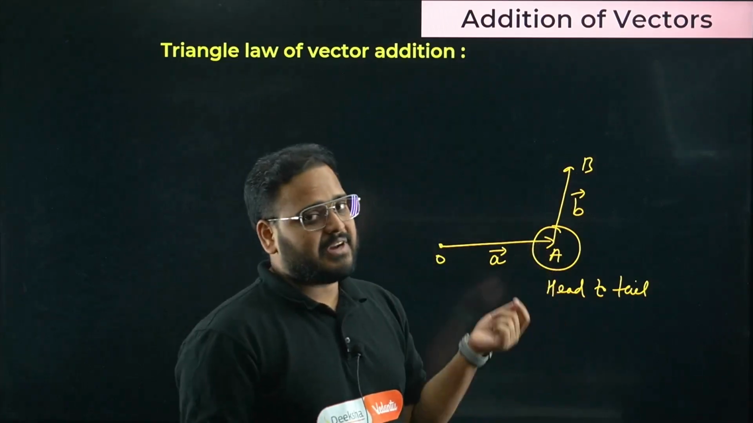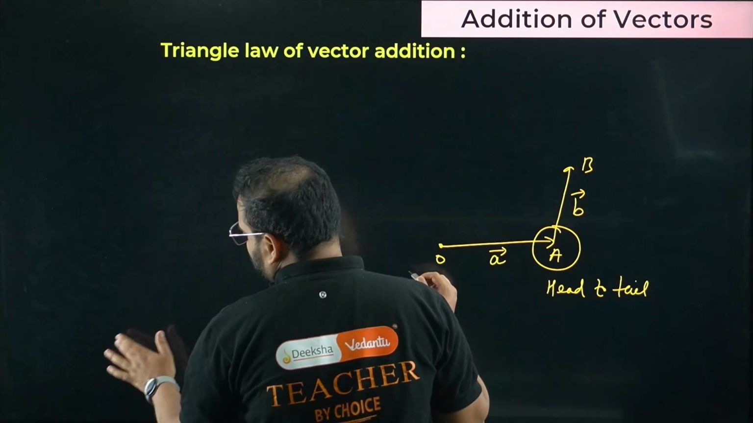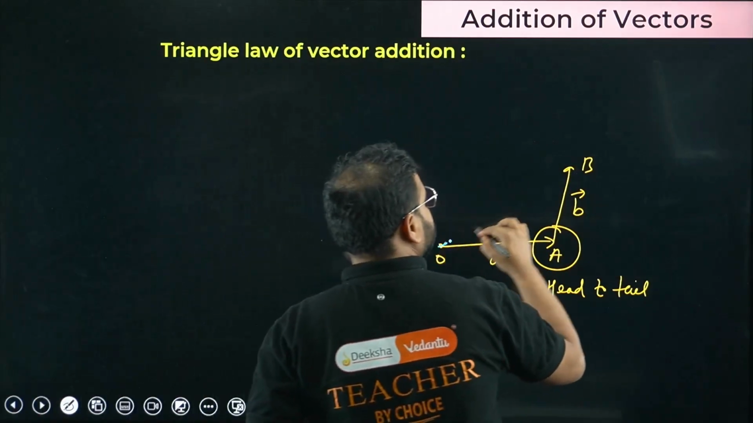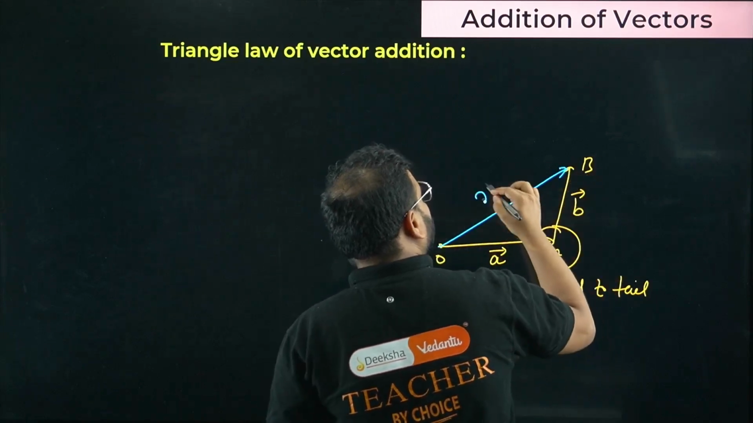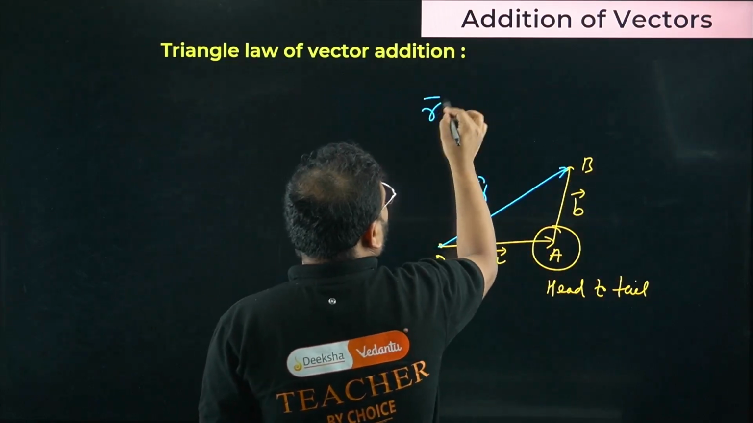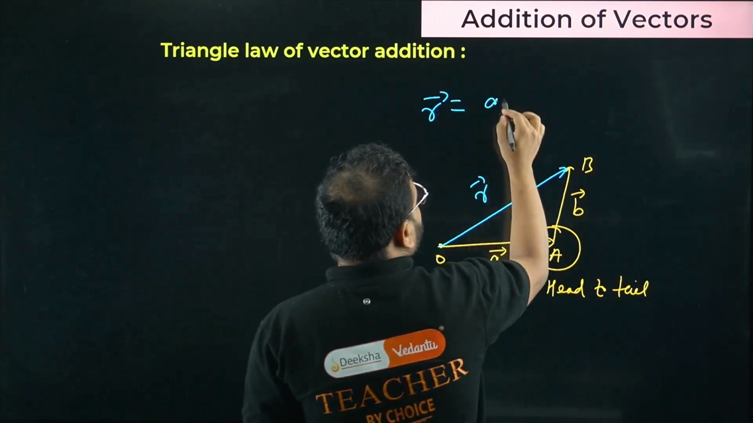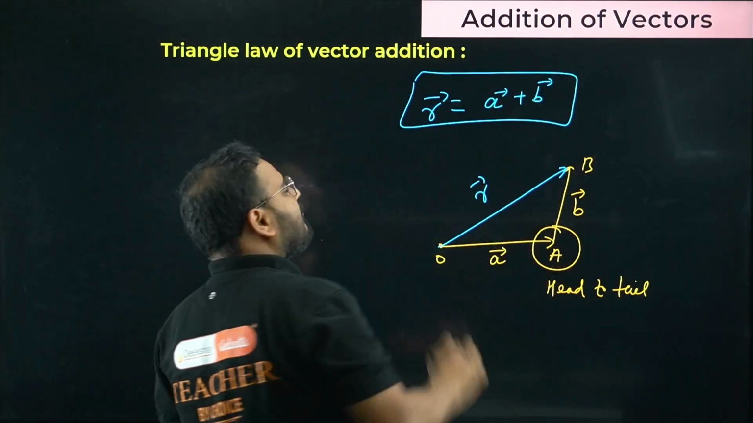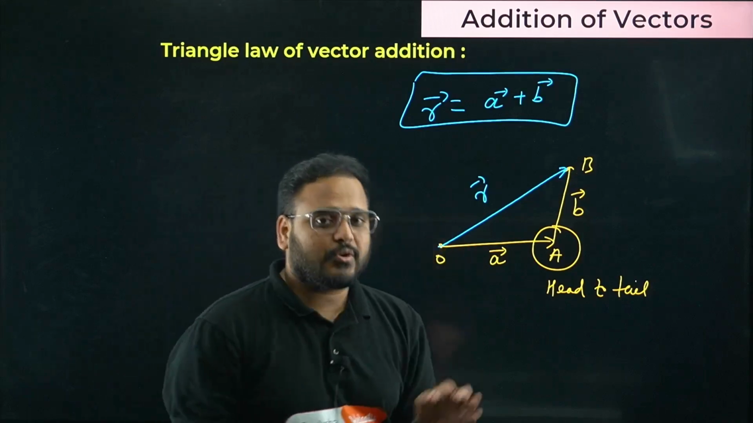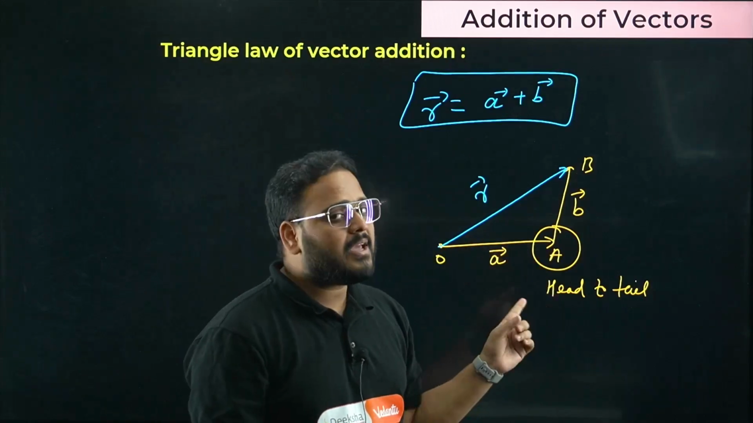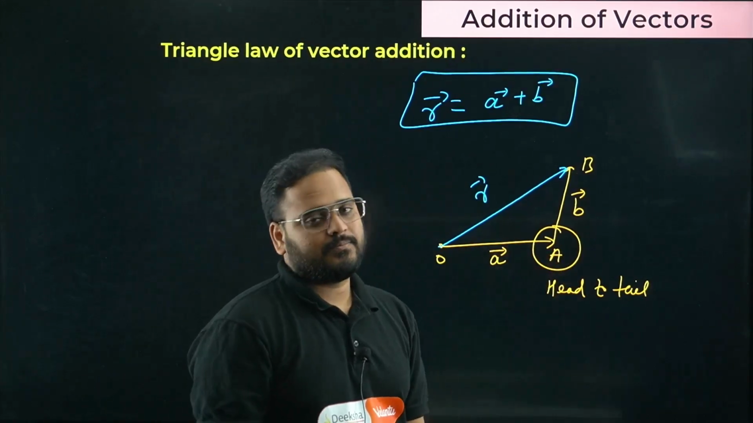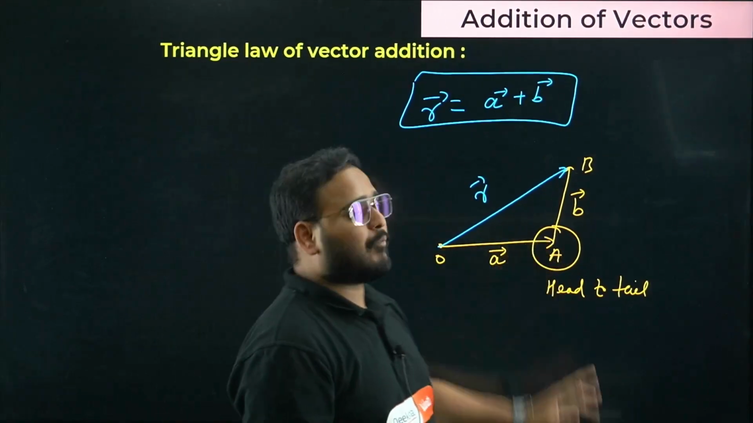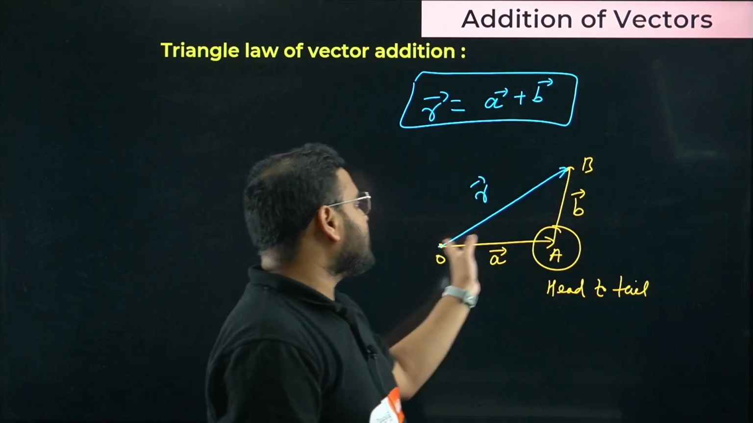If that is there, I can draw a vector OB like this, which will be called vector R, given that R equals vector A plus vector B. This is the statement of the triangle law of addition. I'll repeat myself. The only condition required is that point A has a head to tail connection. The terminal point of vector A and the initial point of vector B should meet at the point A. If that is there, then I can simply say resulting vector.